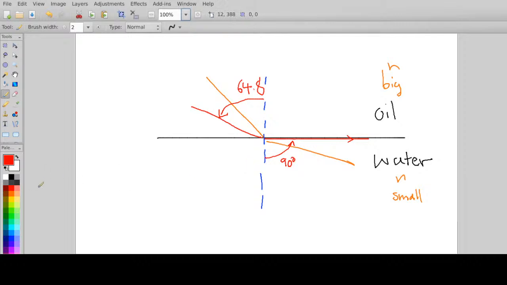What if you try to go further than that? I'm running out of colors here, so let me just do it in black. Suppose I send in another ray here at, I don't know, 70 degrees. What happens? It does not penetrate the water at all. It just bounces back into the oil. So at angles bigger than 64.8 degrees, the ray will simply not get into the water at all. It'll just bounce right back into the oil.